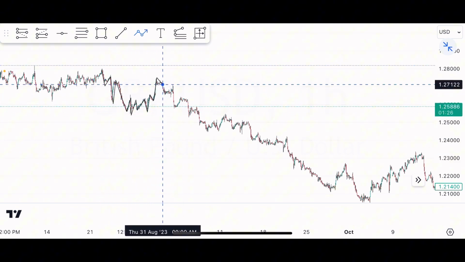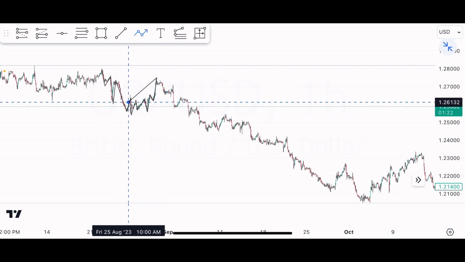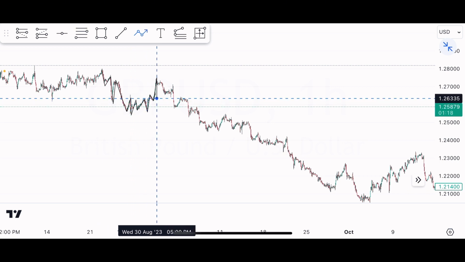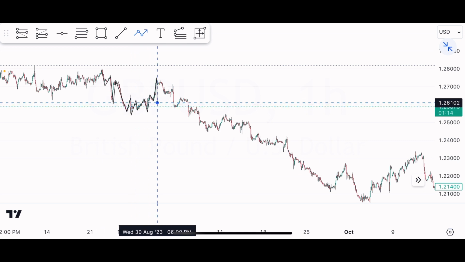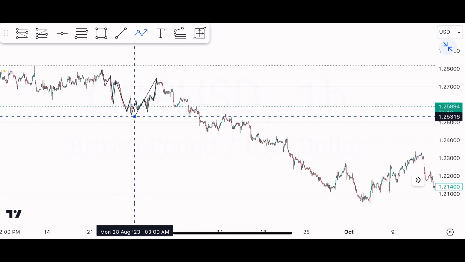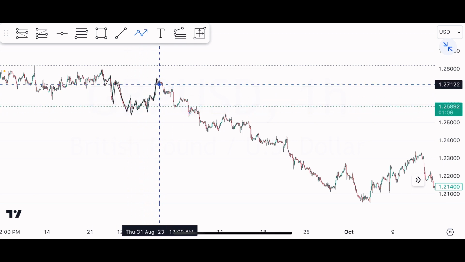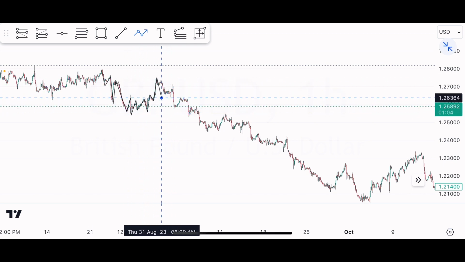This here is a pullback. This here is a correction, more of a correction than a pullback, because this move took from Friday till Wednesday. So this is a very long move in the opposite direction. This is a very, very long move against the trend. So you would say this is a correction, and then the original trend resumed.